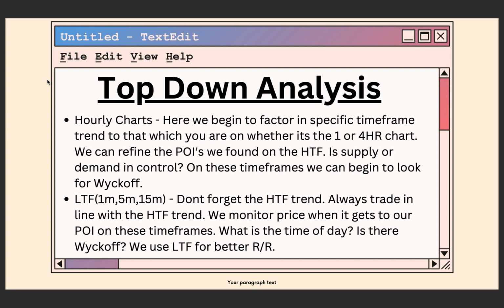On these time frames, we can begin to look for Wyckoff. I haven't gone over Wyckoff yet. That is actually the next video, so just be patient and make sure to check out that one.